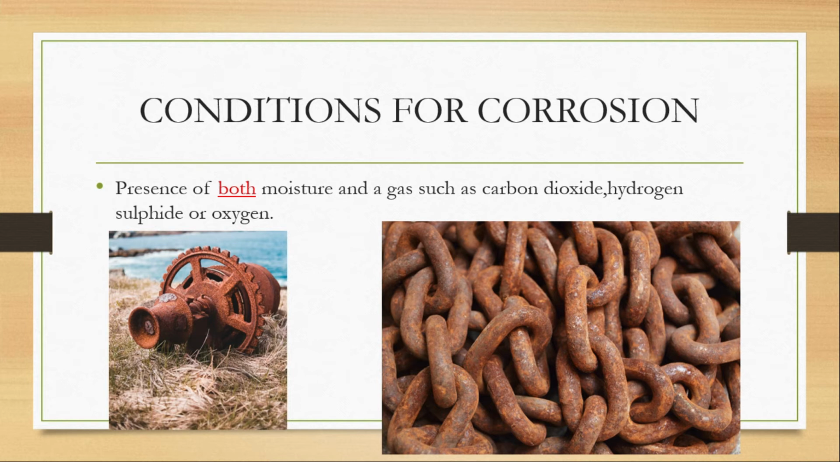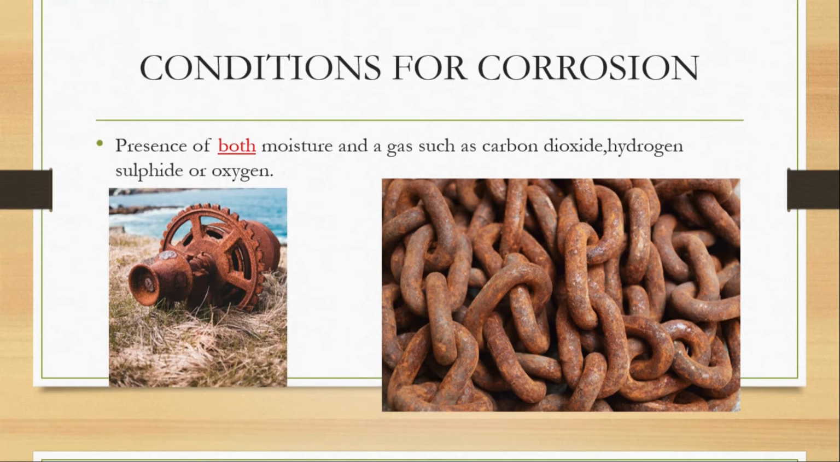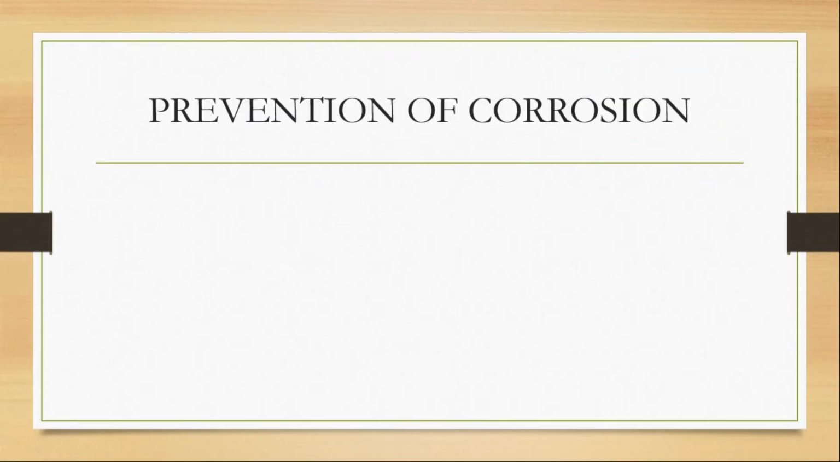Particular gases are there which cause the corrosion, and different metals are, as I told you in the previous part, acted upon by the moisture and that gas which causes corrosion in them. So presence of both is required. And how can we prevent?